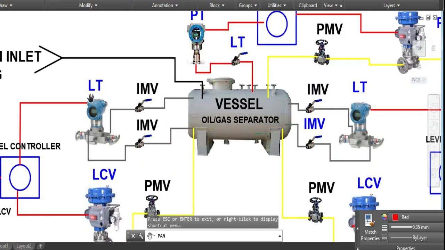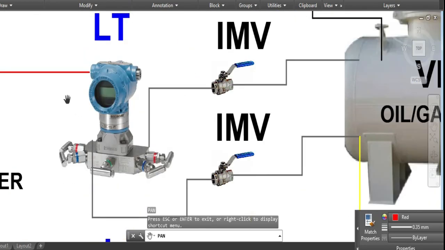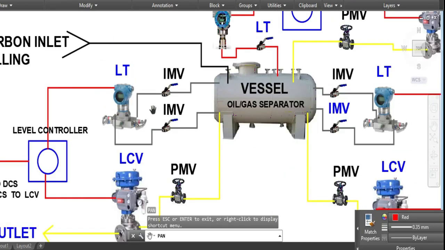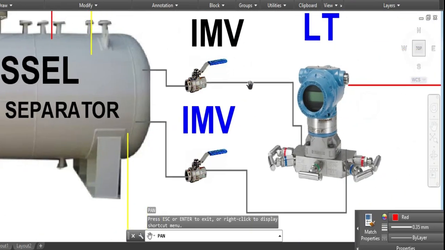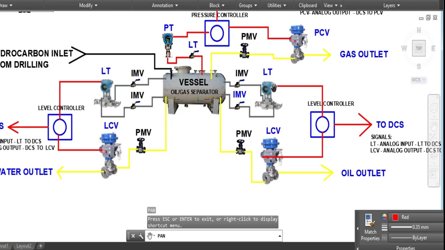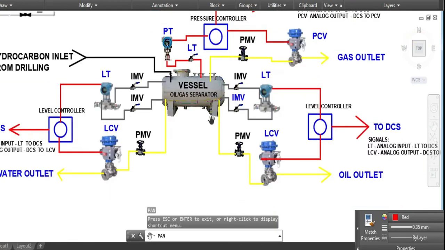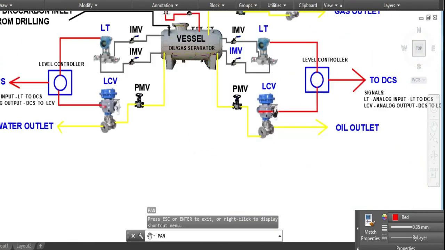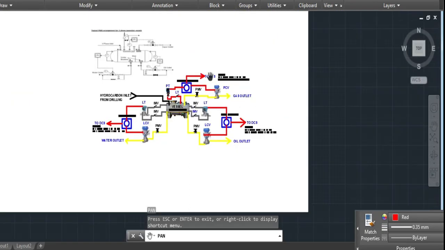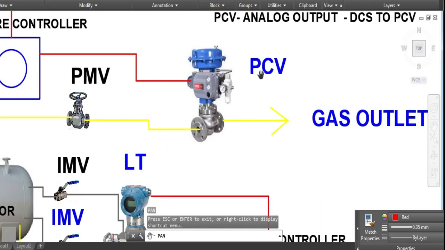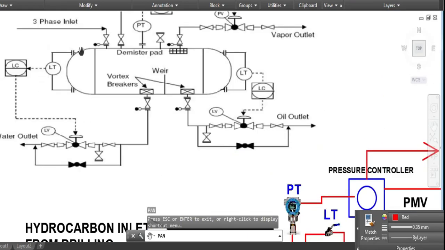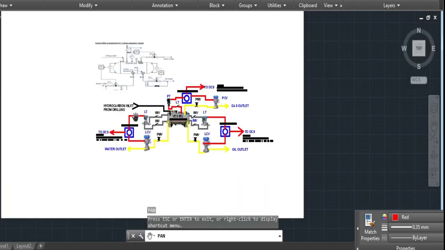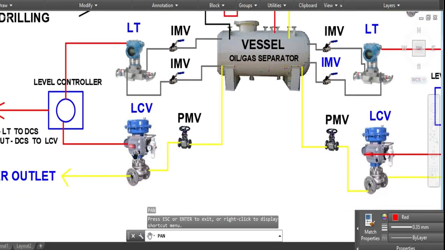Like there is a level transmitter. This is the level transmitter. Also this is a level transmitter, and this is the instrument component monitoring the level of this vessel. There is also the LCV, or level control valve, and also here a control valve, and here there is also the PCV, or pressure control valve, based on this piping and instrument diagram. So right now, this is our instrument.